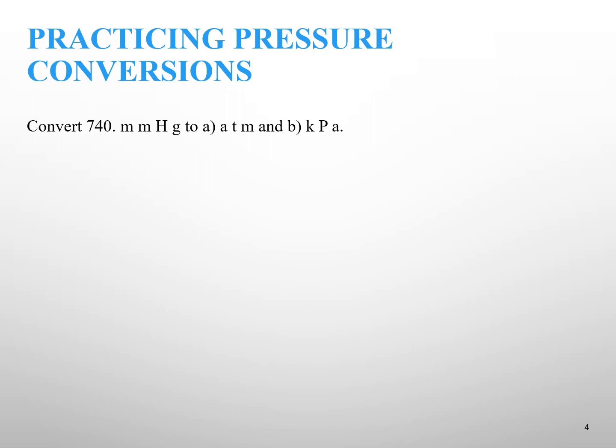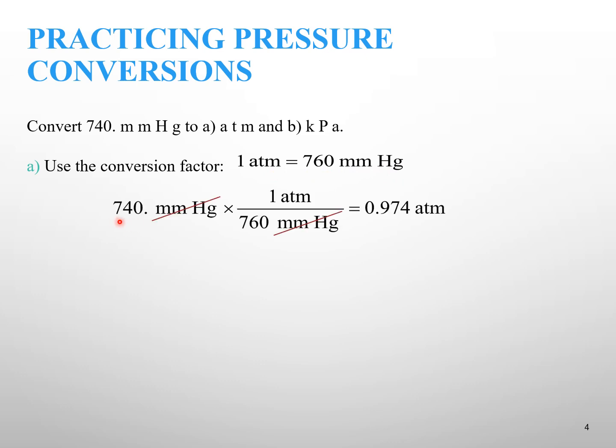So let's go ahead and practice pressure conversions. We have 740.365 millimeters mercury. We want to convert it to atm, and we want to convert to kilopascal. So what we want to do is use a conversion factor. 1 atm is 760 millimeters mercury. And then we will do 740 millimeters mercury is what we start with. And we know we want to change it to atm, so atm goes on the top, millimeters mercury goes on the bottom. 1 on the top, 760 on the bottom, cross out the millimeters mercury, and you have 0.974 atm. So you'll have to memorize this conversion here.